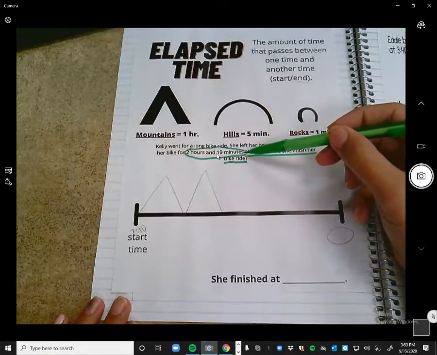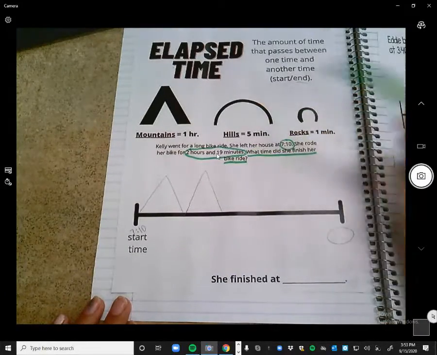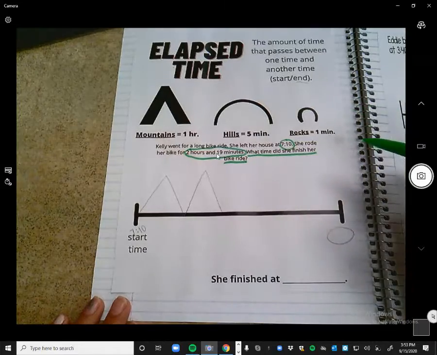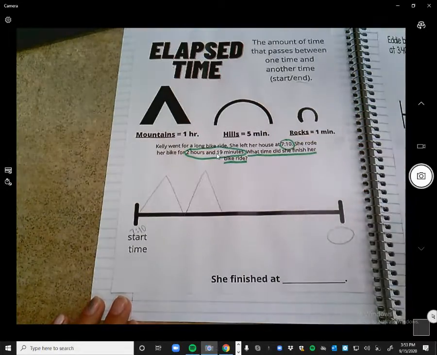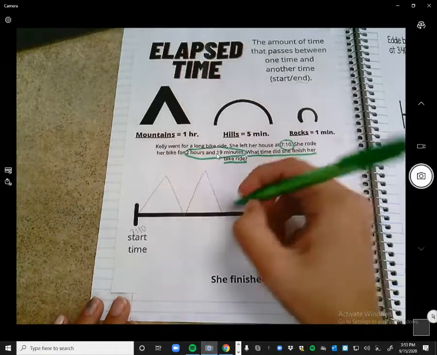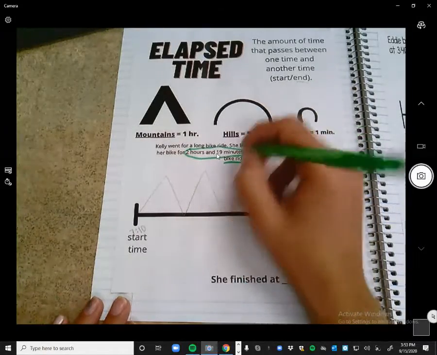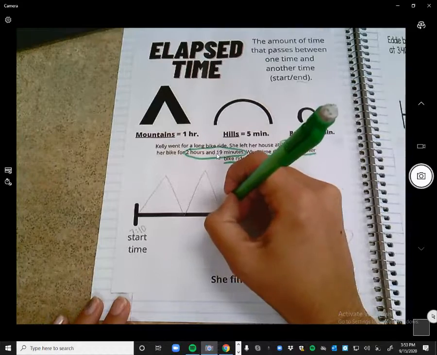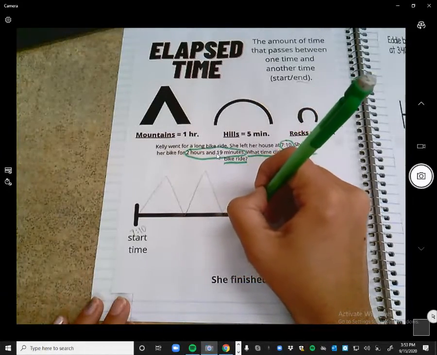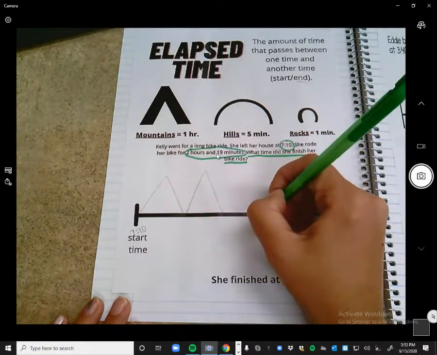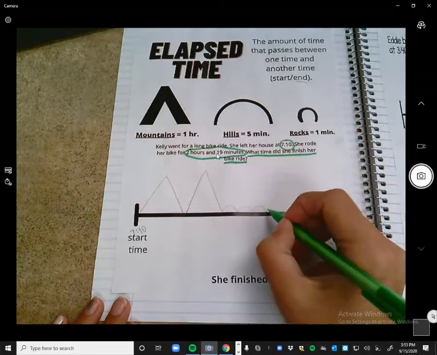Now I need to show 19 minutes. So I'm going to do my hills until I get close to 19 without going over. And then I'm going to switch to rocks to count on. So I'm going to count by 5s because a hill is worth 5. So we got 5, 10, 15. Oh, and if I go one more, I get to 20, and that's too many.